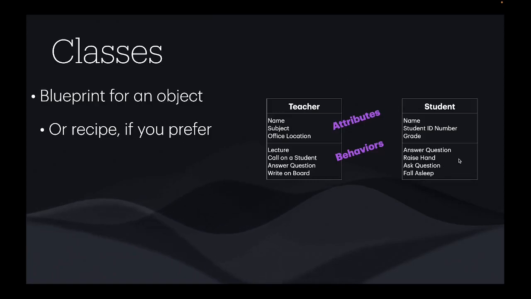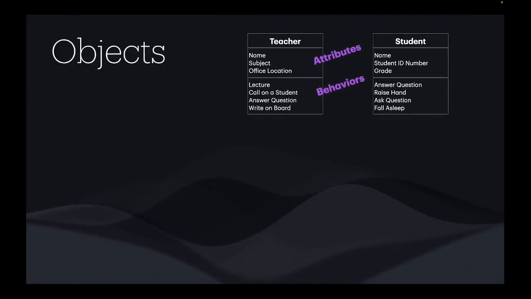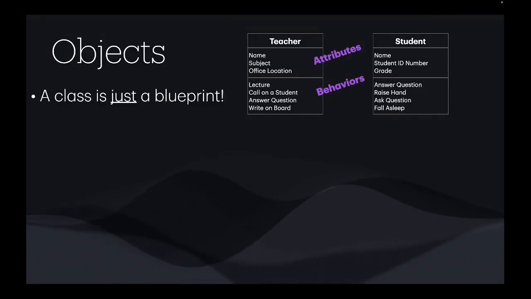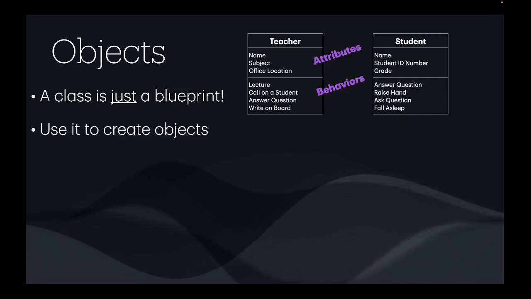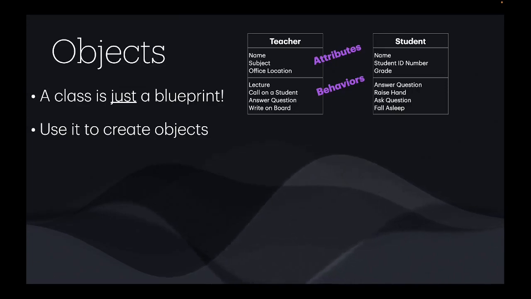But remember, a class itself is really just like a blueprint. It kind of defines what a teacher is. It defines what a student is, but it's just that set of plans, so to speak. And in order to really use that in our code, in our program, we're going to have to create objects out of that. And so we are going to make a teacher object out of the teacher class.